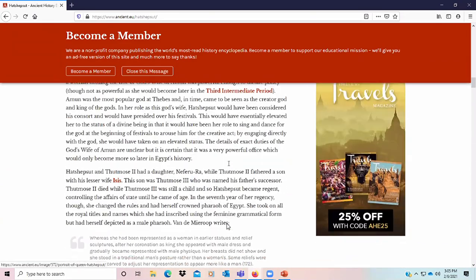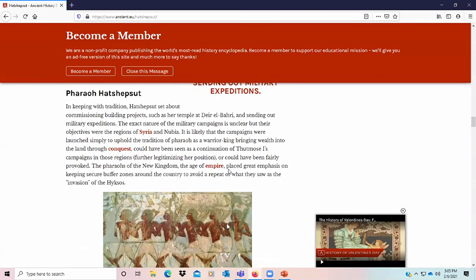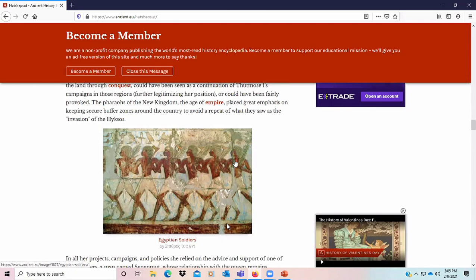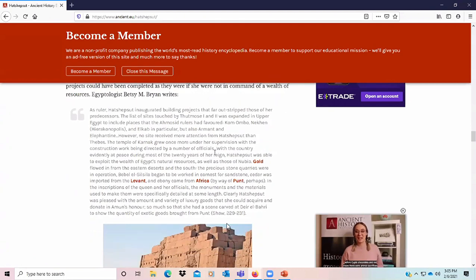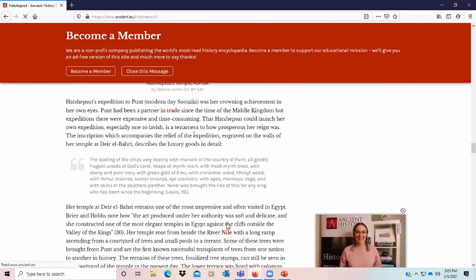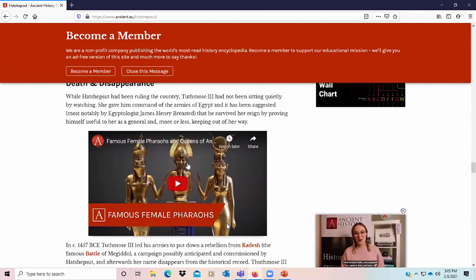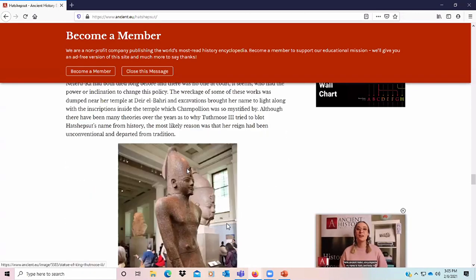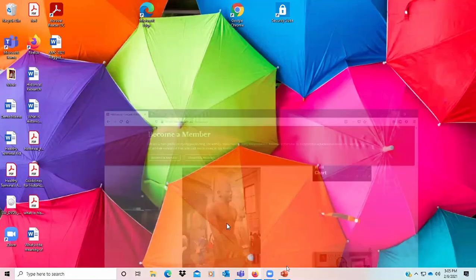So Hatshepsut. If you want to know more, note that these are Egyptian soldiers. Notice their color. This is a temple. He created this temple in memory of her. And again, from the top, this is the aerial view of the temple. So if you want to know more about Hatshepsut, you can go and read.